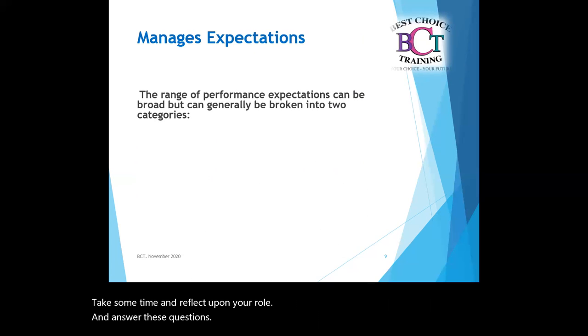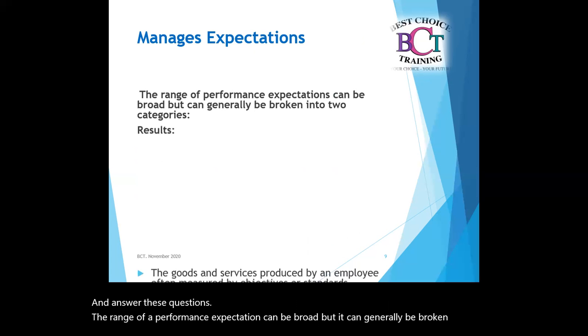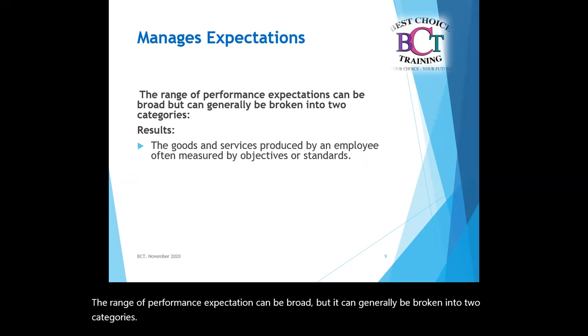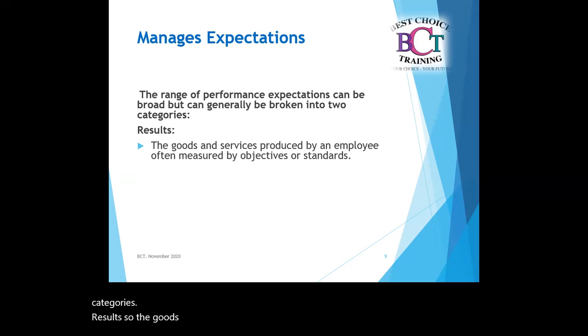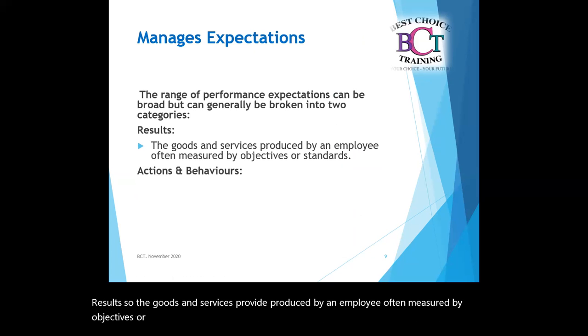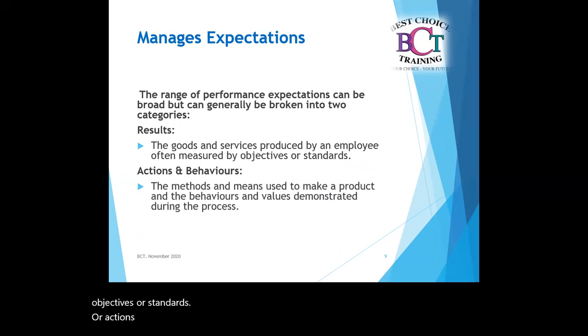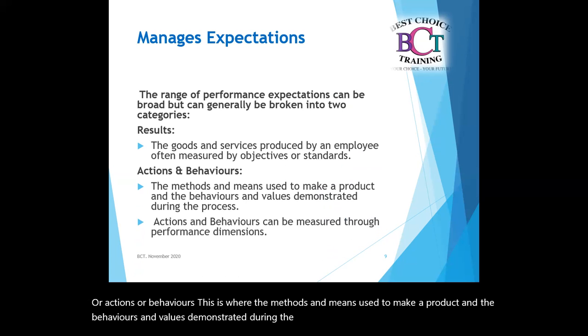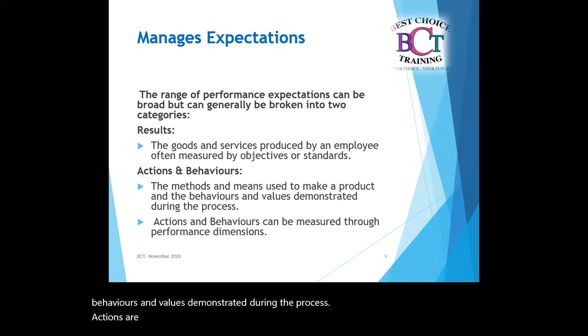The range of performance expectations can be broad, but it can generally be broken into two categories. Results: the goods and the services produced by an employee, often measured by objectives or standards. Or actions and behaviours: this is where the methods and means used to make a product and the behaviours and values demonstrated during the process. Actions and behaviours can be measured through performance dimensions. This might include supervisions, performance meetings, or one-to-one feedback with colleagues.